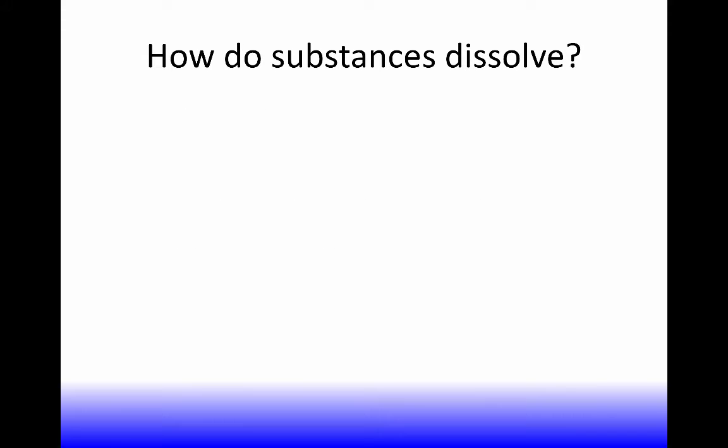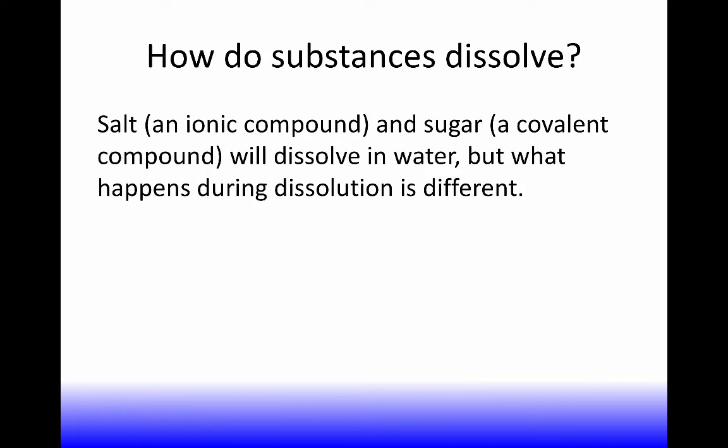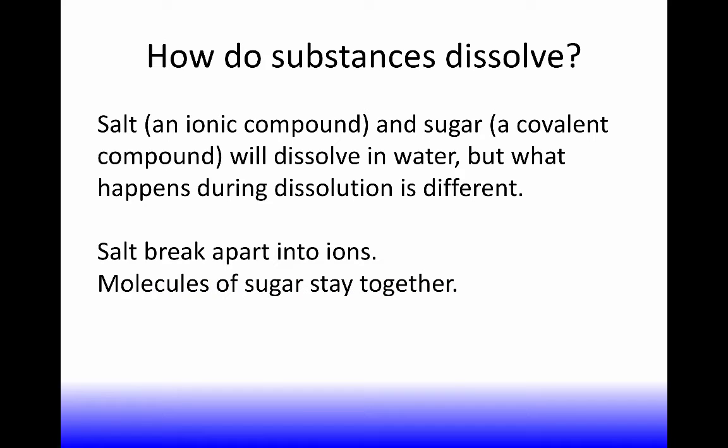Now, how do substances dissolve? Salt, which is an ionic compound, remember that means it's made of a metal and a nonmetal, and sugar, which is a covalent compound, which means it has no metals in it, will dissolve in water, but what happens during the dissolution is different. Dissolution means dissolving, the process of dissolving. Salt breaks apart into ions. Molecules of sugar stay together, but the molecules were kind of stacked on top of each other, and now they're spread out and become sort of invisible, so you don't see the crystal anymore.